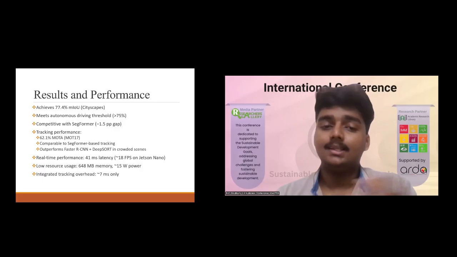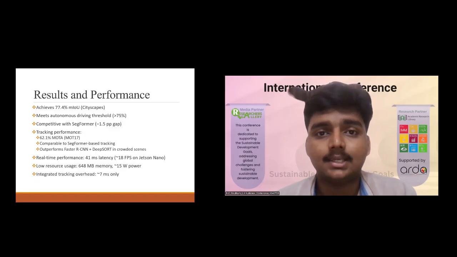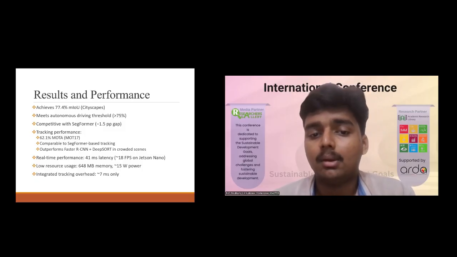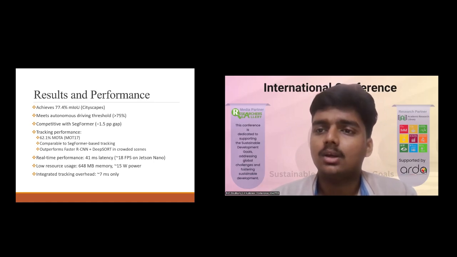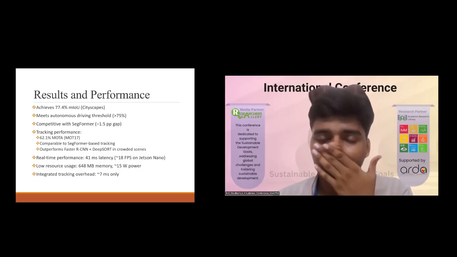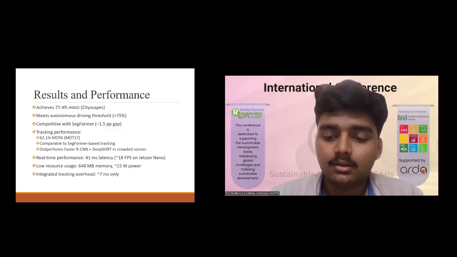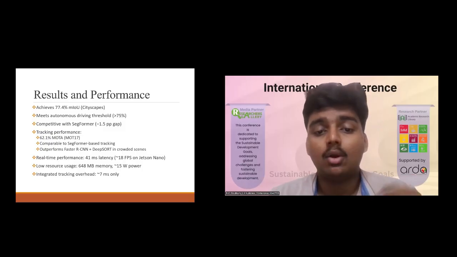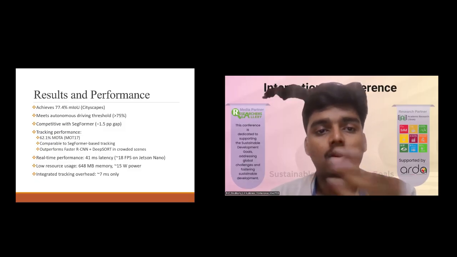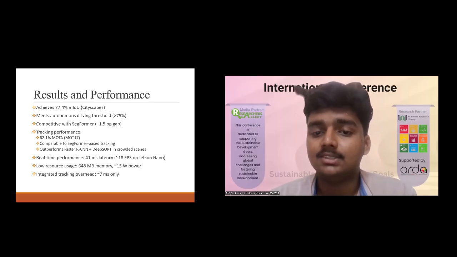And the latency, as we discussed, is in the range of 41 milliseconds. The resource usage is 648 megabytes, which almost fits the RAM limitations of the edge devices we have discussed, either the Nano or the Raspberry Pi 4. And after integrating tracking, the overhead was only an increase of 7 milliseconds, so the total latency we got is 48 milliseconds.